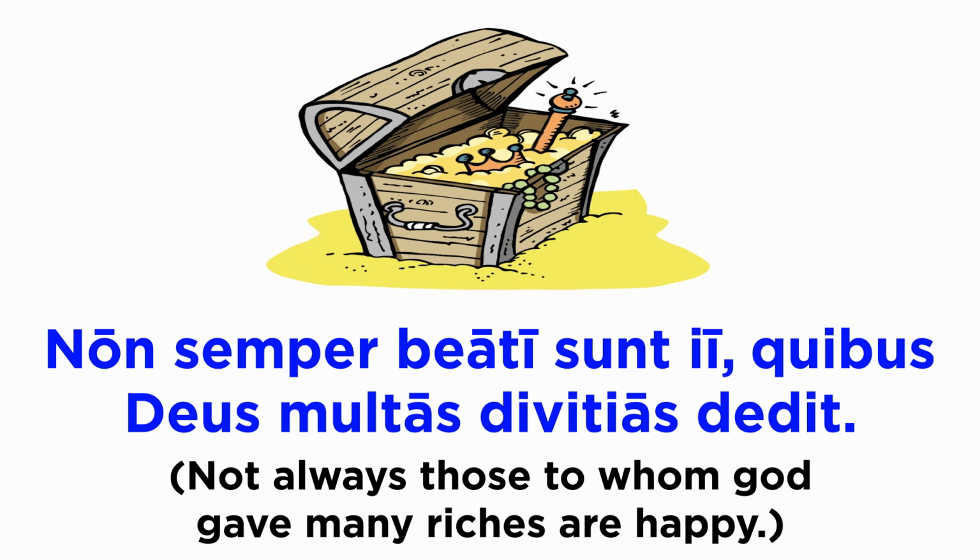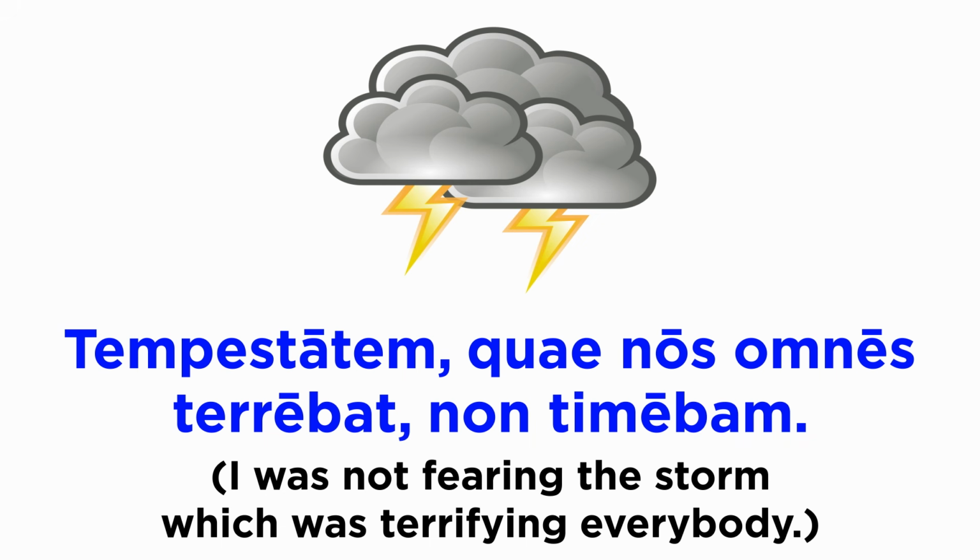Non semper beati sunt ii, quibus Deus, multas divitias dedit. Quibus is indirect object referring to ii, masculine plural. Tempestatem, quae nos omnes terrebat, non timebam. Quae is now subject, referring to tempestatem, feminine singular. Let's check comprehension.